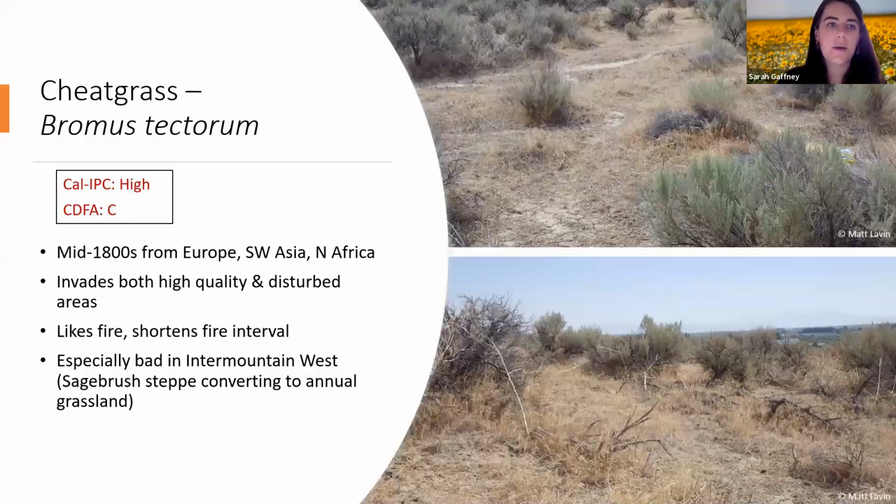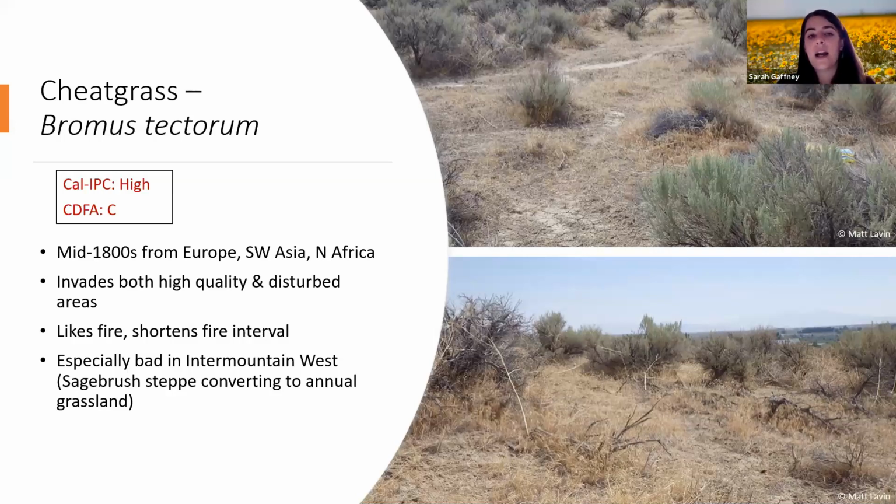And then the last species I want to talk about is cheatgrass, Bromus tectorum. It's not too widespread here in California just yet. But it's a major problem in our neighboring states, like the Great Basin and the Intermountain West, that have a lot of sagebrush steppe. It was introduced in the mid 1800s from basically the same area as all these other grasses.